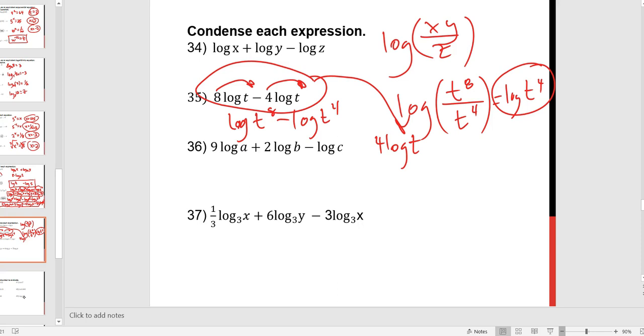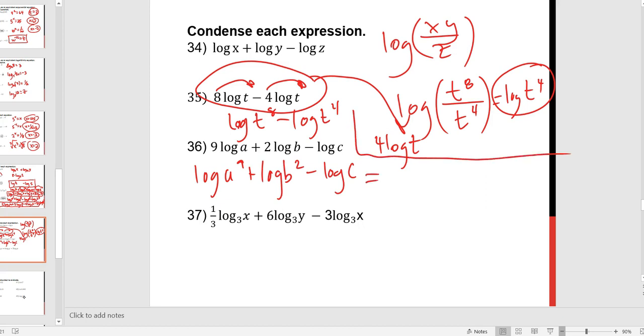Bringing the number up, I have log of a to the 9th, log of b squared, minus log c. Everything positive goes to the top. So log of a to the 9th times b squared over the c.